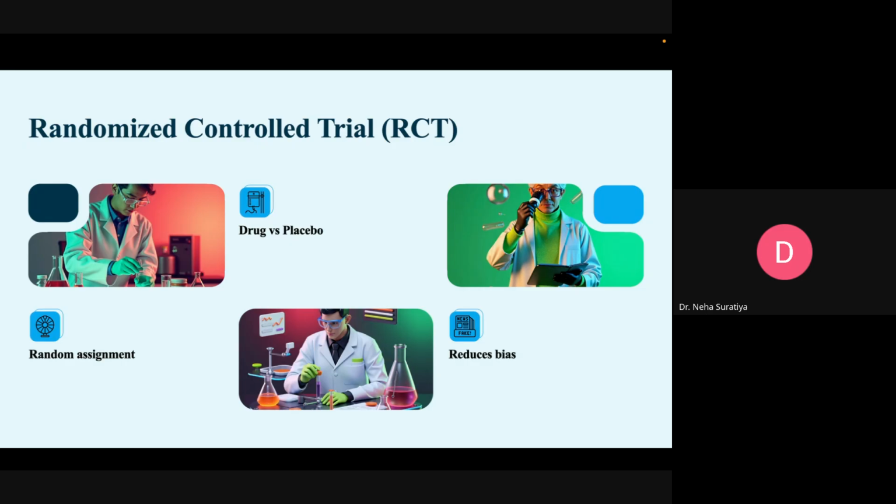Why is this called the gold standard? That is an important question. Because it minimizes selection bias, guys. It minimizes confounding variables, and it also minimizes investigator influence. Investigators cannot influence anything, because it is all randomization. The investigator cannot decide who will take which drug. That's the reason randomized controlled trials provide the strongest evidence regarding drug efficacy.